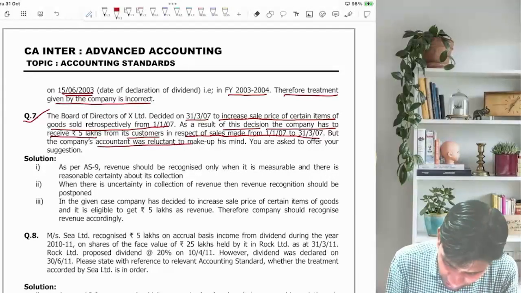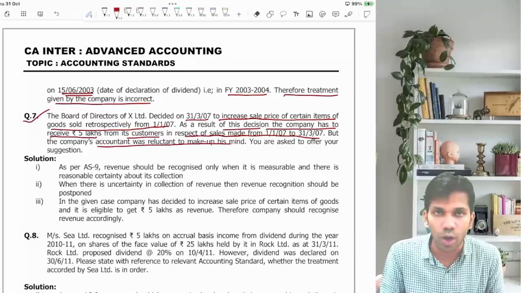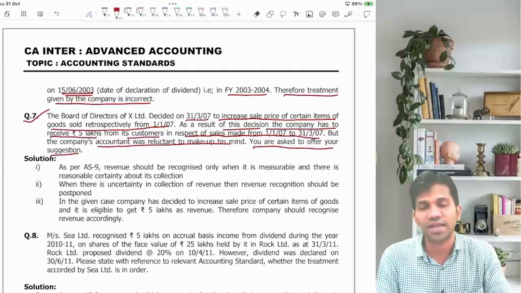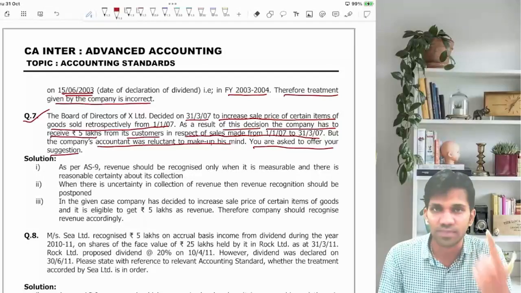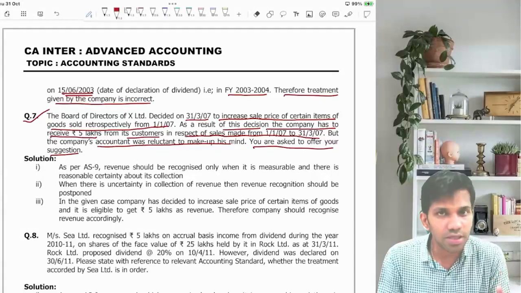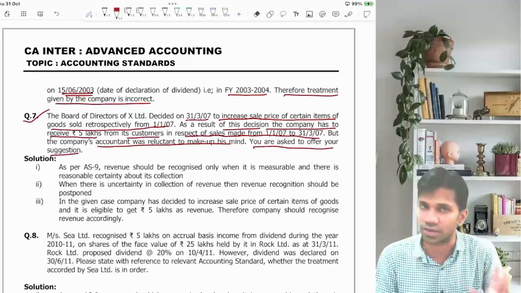But the company's accountant was reluctant to make up his mind. He was confused what to do, how to record, how much to record. You are asked to offer your suggestions. My suggestions are very clear. As per AS-9, first the provision: revenue should be recognized when it is measurable and when there is reasonable certainty regarding its collection. If there is uncertainty, then revenue recognition should be postponed to the extent of certainty.